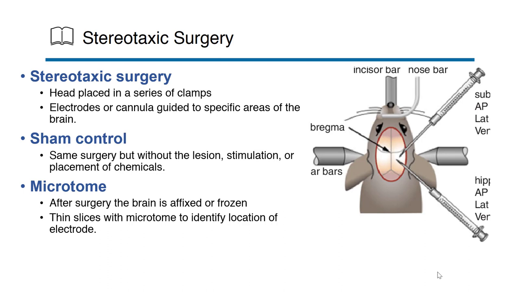And each slice, you look at or take a picture of. And because you have a good map of the brain, when you get to the slice where that part of the hypothalamus was, you can see that lesion. You have evidence that the electrode went where you thought it went. So microtomes make very, very thin slices of the brain. It often follows stereotaxic surgery research.